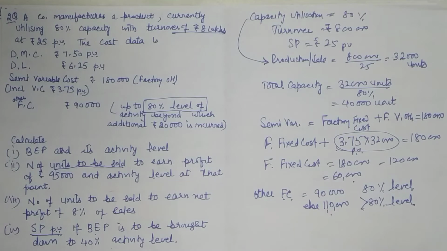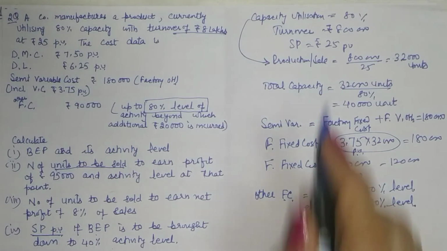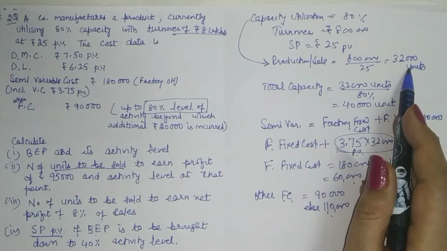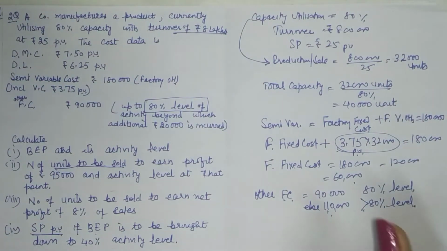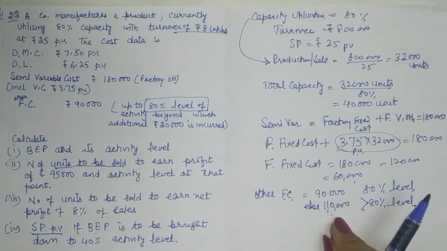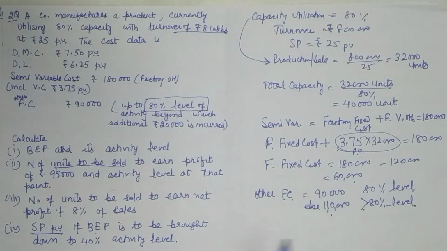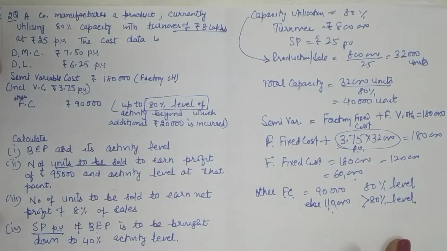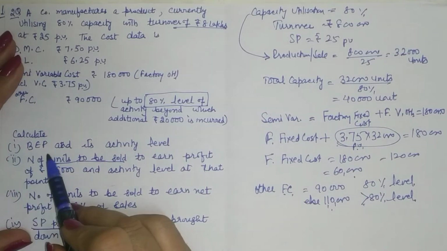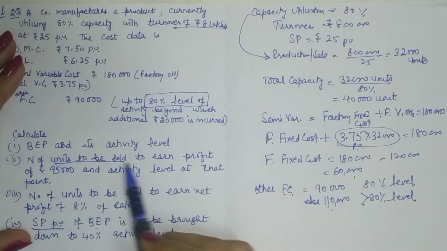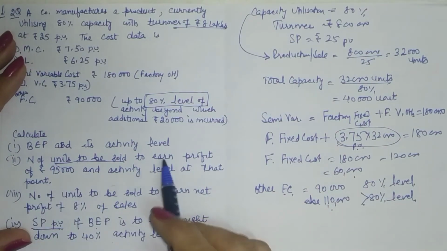So you have two slabs. At 80% we are having 32,000 units. Up to this your cost is going to be 90,000, but if you decide to produce more than this, your cost is going to increase, and accordingly your calculations of break-even point will also change. All right. Now break-even point we have to calculate. Number one, break-even point and the activity level at this stage.